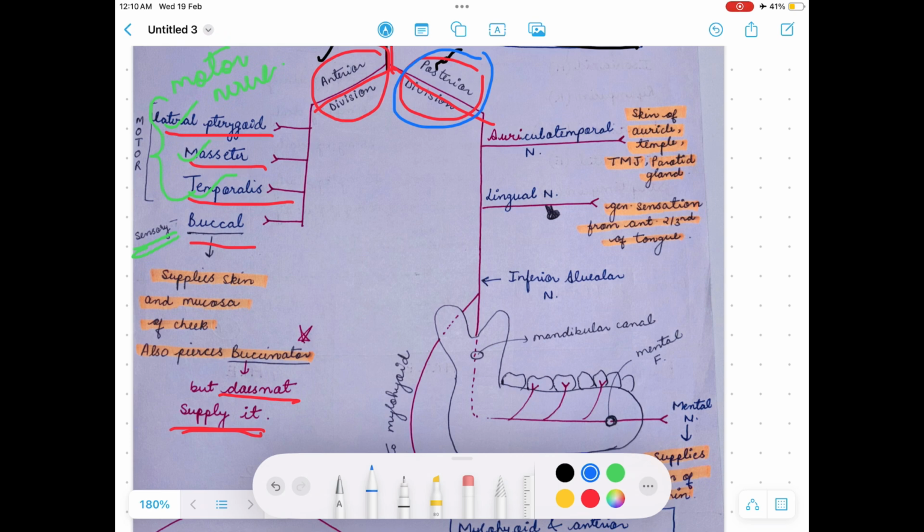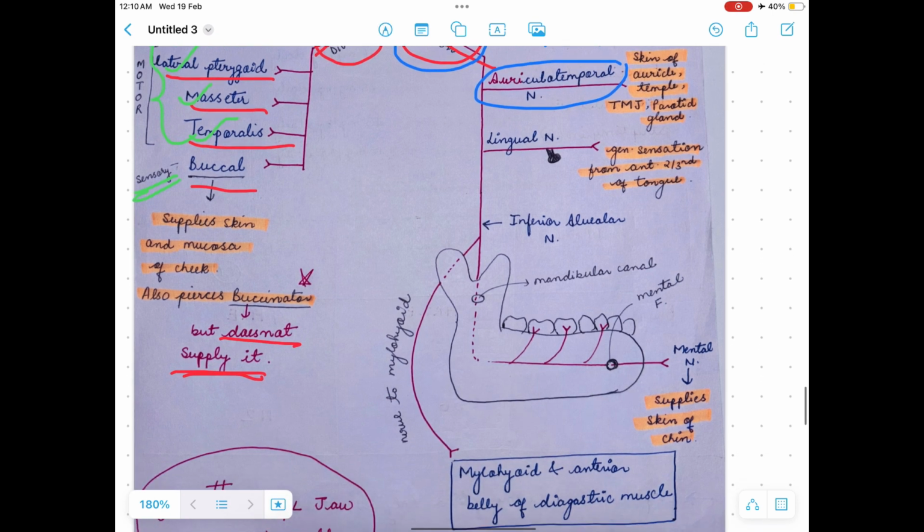I'll be giving you the mnemonic for it, that is Ali. Okay, so A stands for auriculotemporal nerve. What are the structures supplied by the auriculotemporal nerve? It supplies skin of auricle, temple, TMJ and parotid gland. The L stands for lingual nerve, which is responsible for general sensation from the anterior 2/3 of the tongue.